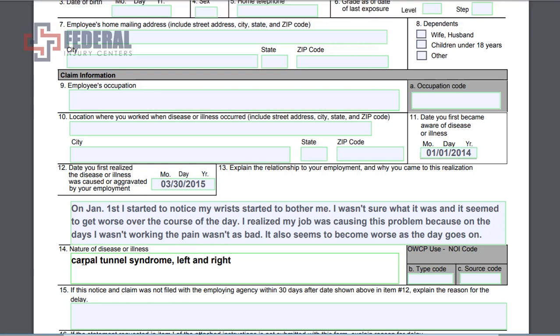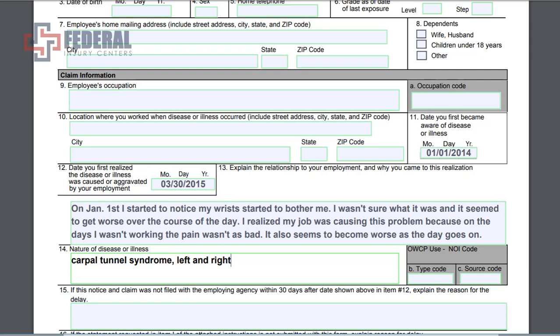Now, let's say you haven't gone to the doctor yet. You don't have a firm diagnosis. You just know there's a problem. Well, if you don't have a firm diagnosis, the first thing to remember is that you're not a doctor. And by the way, neither is your supervisor. Never let them push you into a diagnosis that they think you have. Ask them for their medical license. If they can't produce one, move along.